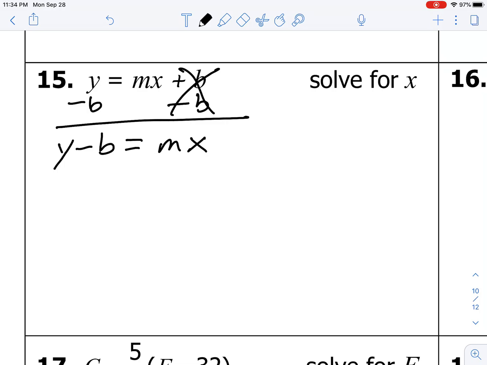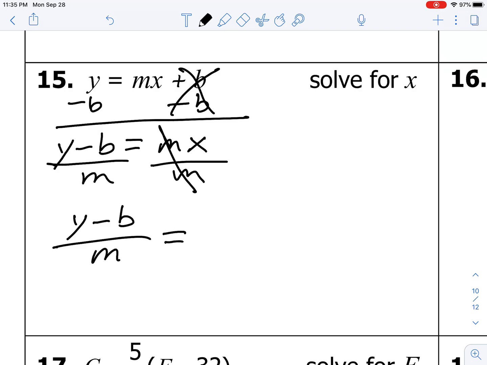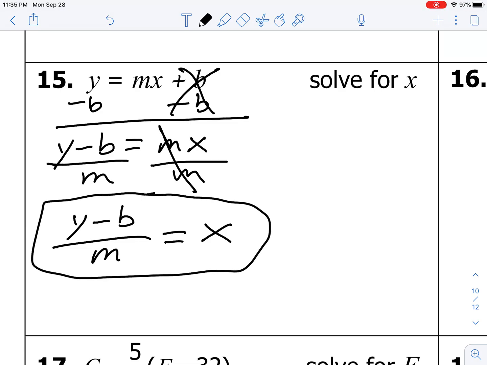Well, we need to get rid of the m. So remember, to detach the two letters, you divide. So divide by m. That's now gone. You get y minus b all over m equals x. X is now by itself. We have now solved for it. That's your answer.